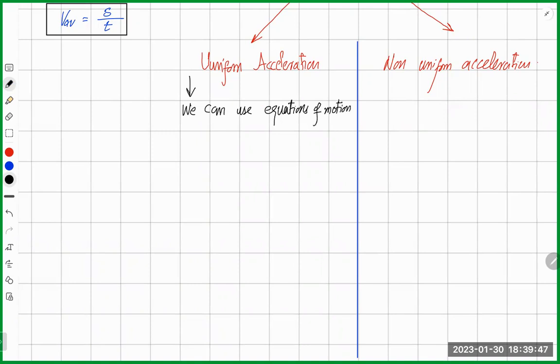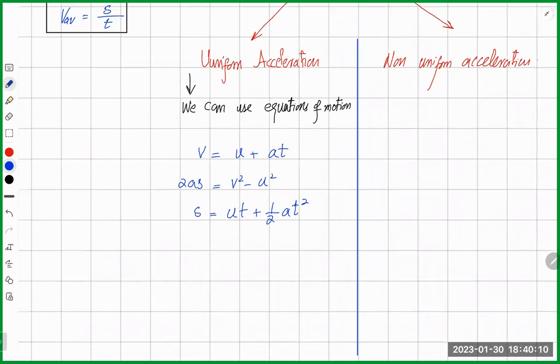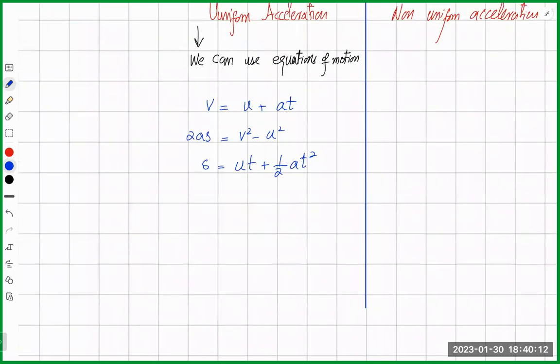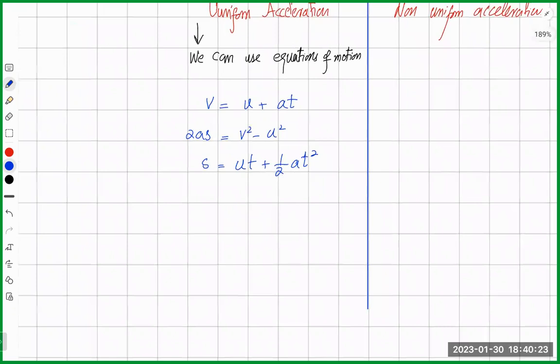This title is given to three formulas. V, final velocity, equals initial velocity plus acceleration into time; 2as equals v square minus u square; s equals ut plus 1 over 2 at square. So these three are considered as equations of motion. First one is the first equation, second one is the second equation, and third one is the third equation. Do you need to remember the order? Answer is no. That is not one of the requirements. But this is how it is.